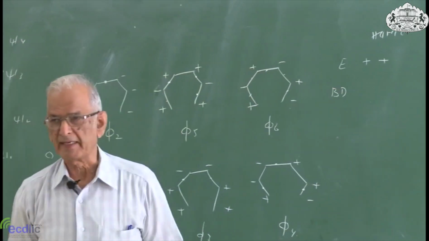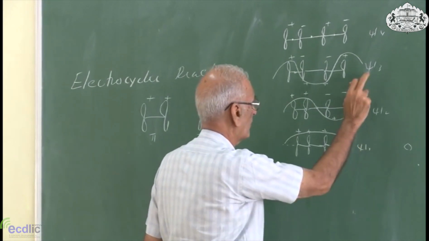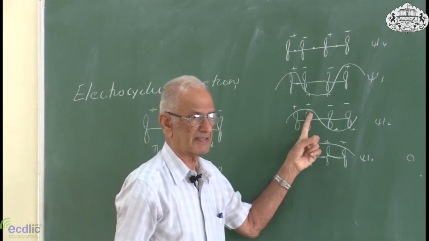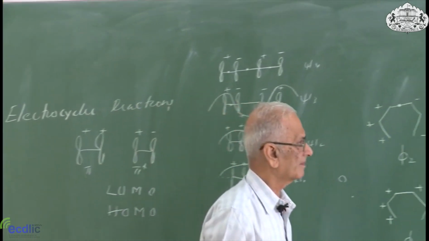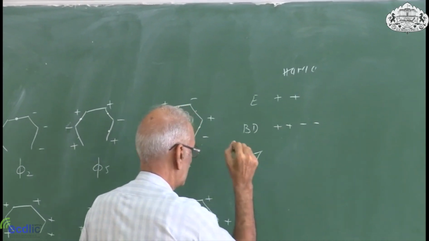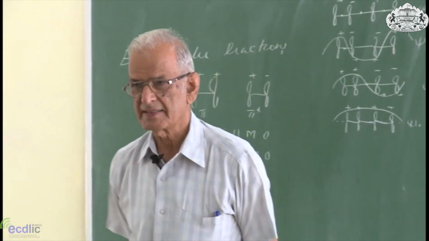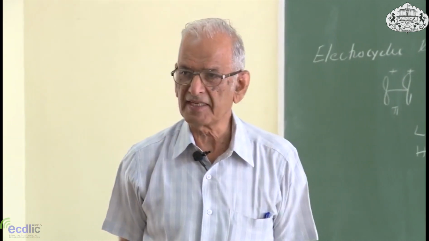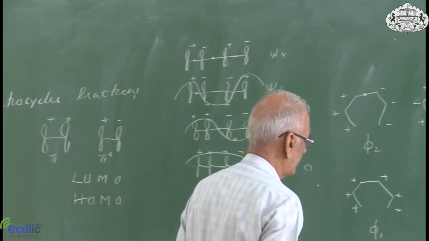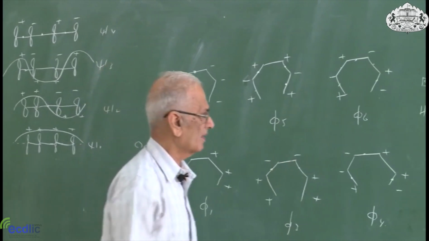Then you look at butadiene. What do we see in butadiene? We have 4 orbitals. Your highest occupied molecular orbital is this: plus, plus, minus, minus. You look at hexatriene. How many orbitals are there? 6 orbitals. So, orbital number 3 is going to be your HOMO. What is the picture in orbital number 3? Plus, plus, minus, minus, plus, plus.